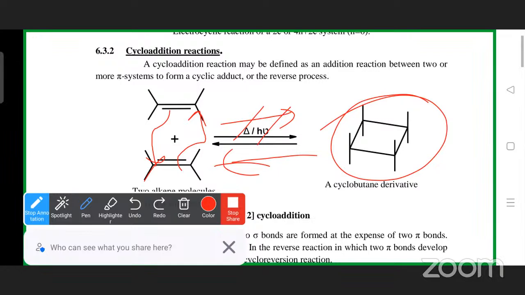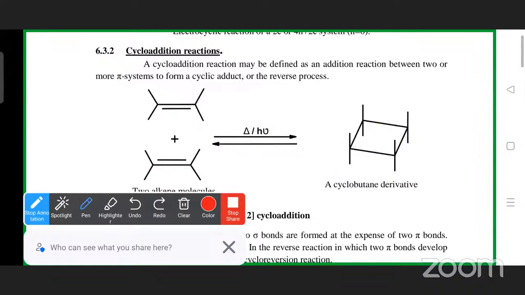So how does this take place? You see this bond shifts here, and this bond shifts here, so your two partners are separated again. These are equilibrium reactions. All the pericyclic reactions are equilibrium reactions, where the forward reaction as well as the backward reaction takes place with equal rate.